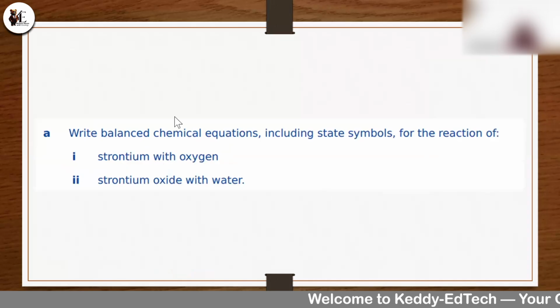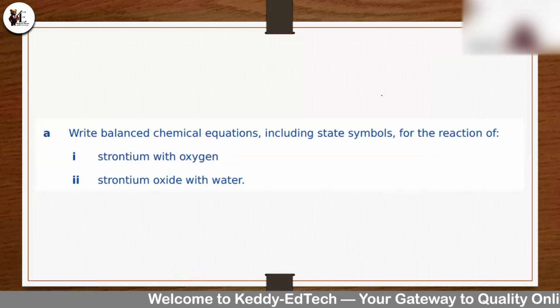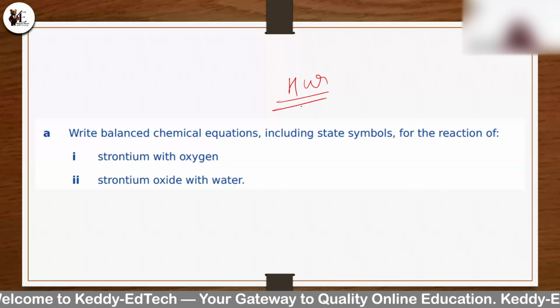So this is your homework question for today, that you have to write down the balanced chemical equations including state symbols for the reaction of strontium with oxygen and strontium oxide with water.